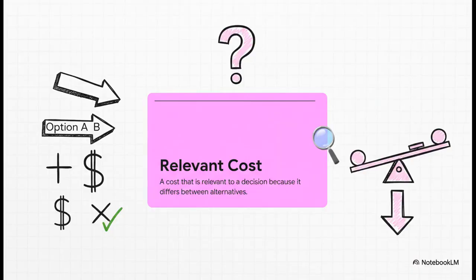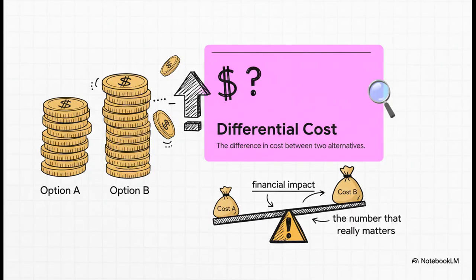The definition is so simple, it's almost beautiful, but it is incredibly powerful. Here it is. A cost is relevant only if it's different between your options. That's it. If a cost is going to be the exact same amount whether you pick option A or option B, then for this decision, it is completely 100% irrelevant. It's really that simple. And you know what? That difference in cost between the two alternatives, it actually has a name. It's called the differential cost.